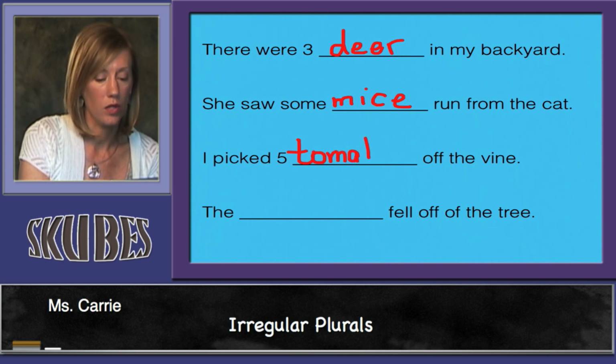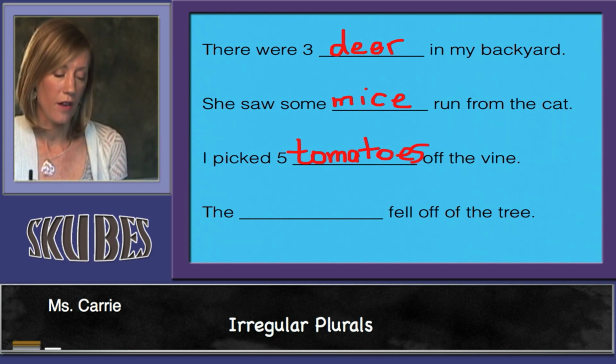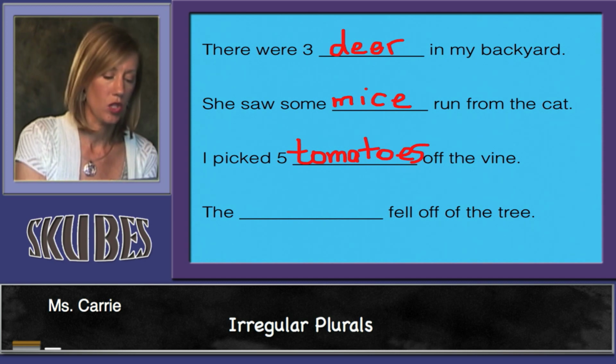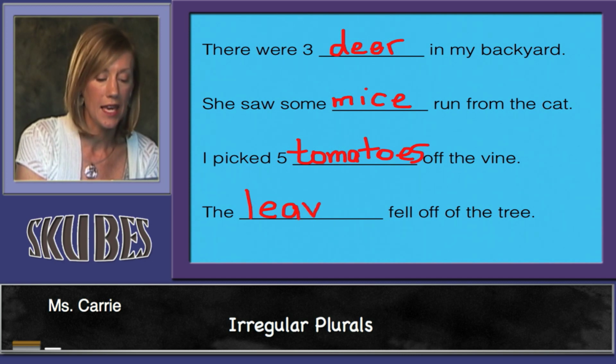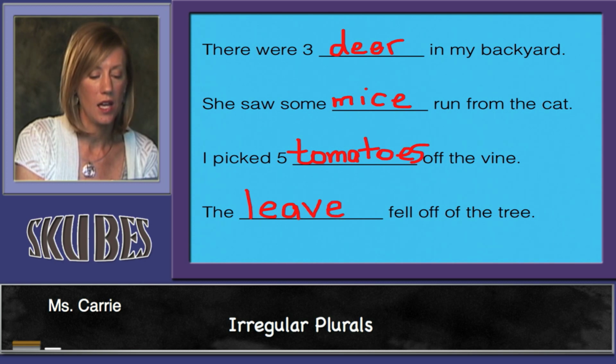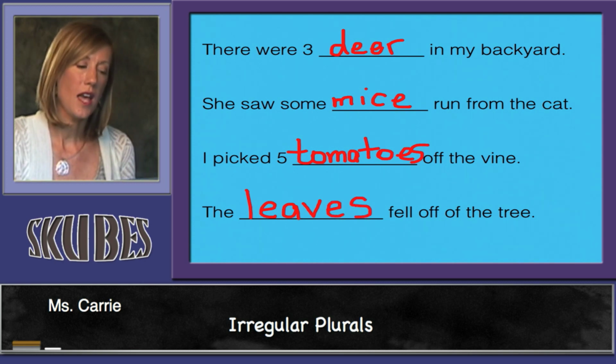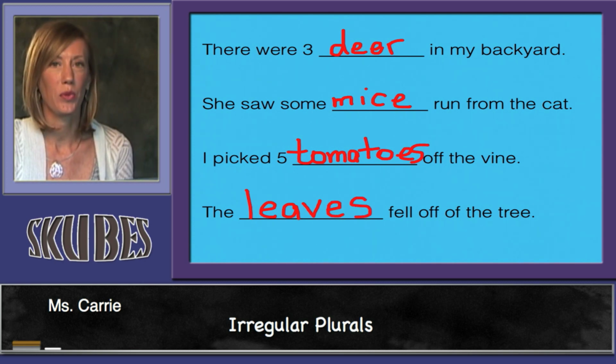sometimes when it ends in O, you just add ES. And the blank fell off the tree, the leaves fell off the tree. Not leafs or leafus, the leaves. So we're going to drop that F and we're going to change the F to a V and we're going to add ES. That is the end of our lesson today on irregular plurals.